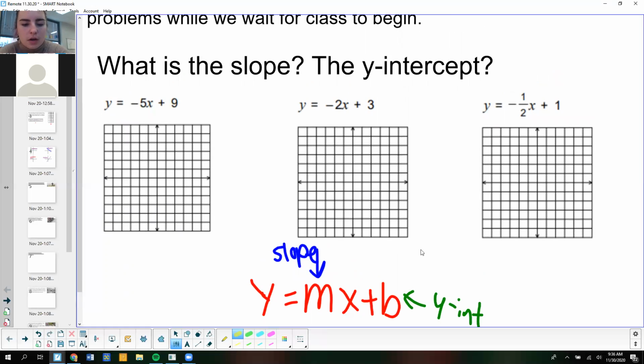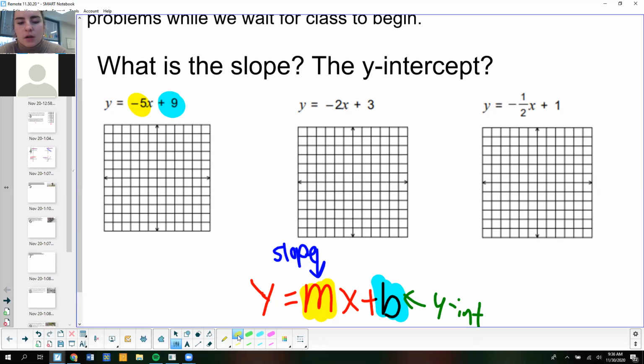Just to review. So your slope for that first one should have been -5, not 5, because it's got a negative in front of it. So hopefully you identified that slope as -5. And then for our y-intercept, we've got +9.